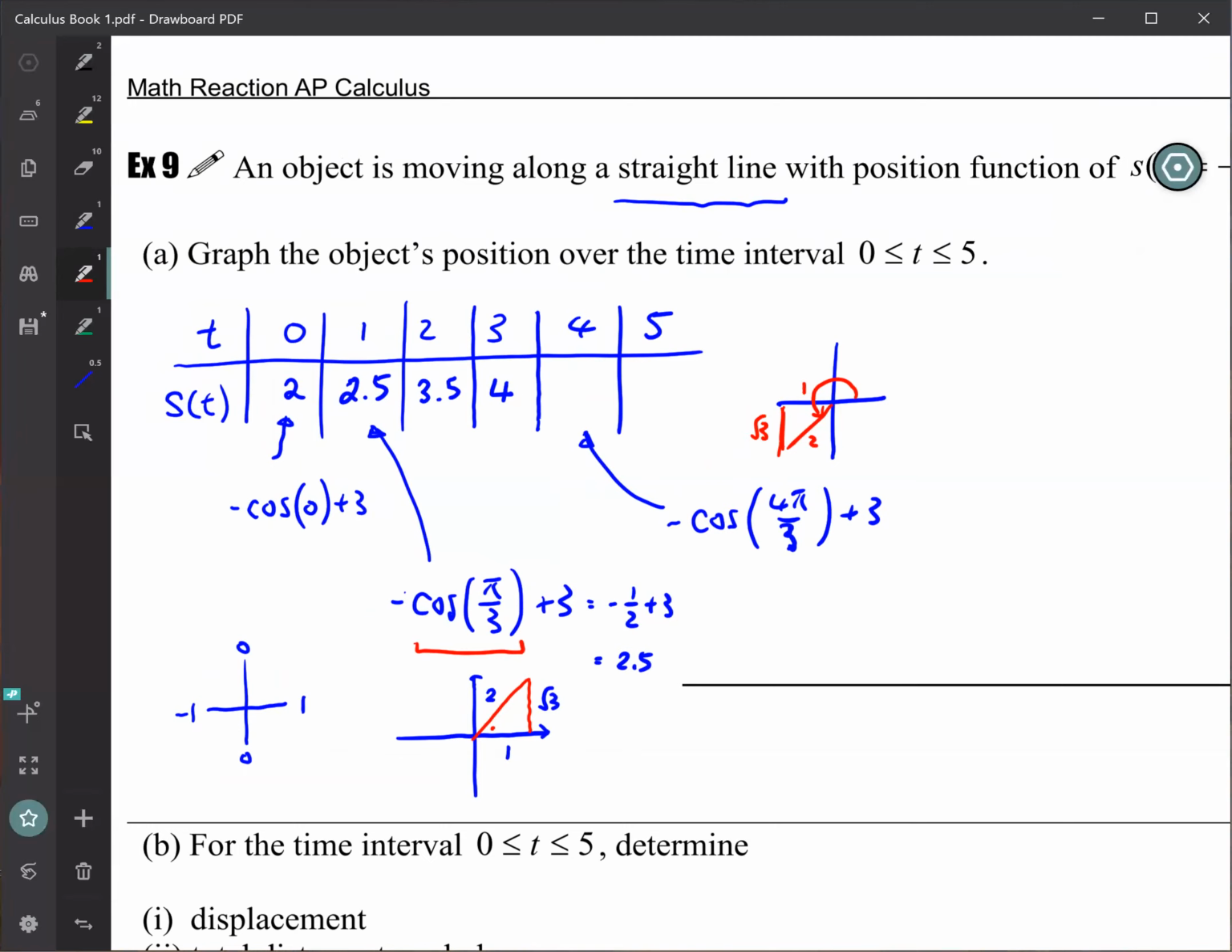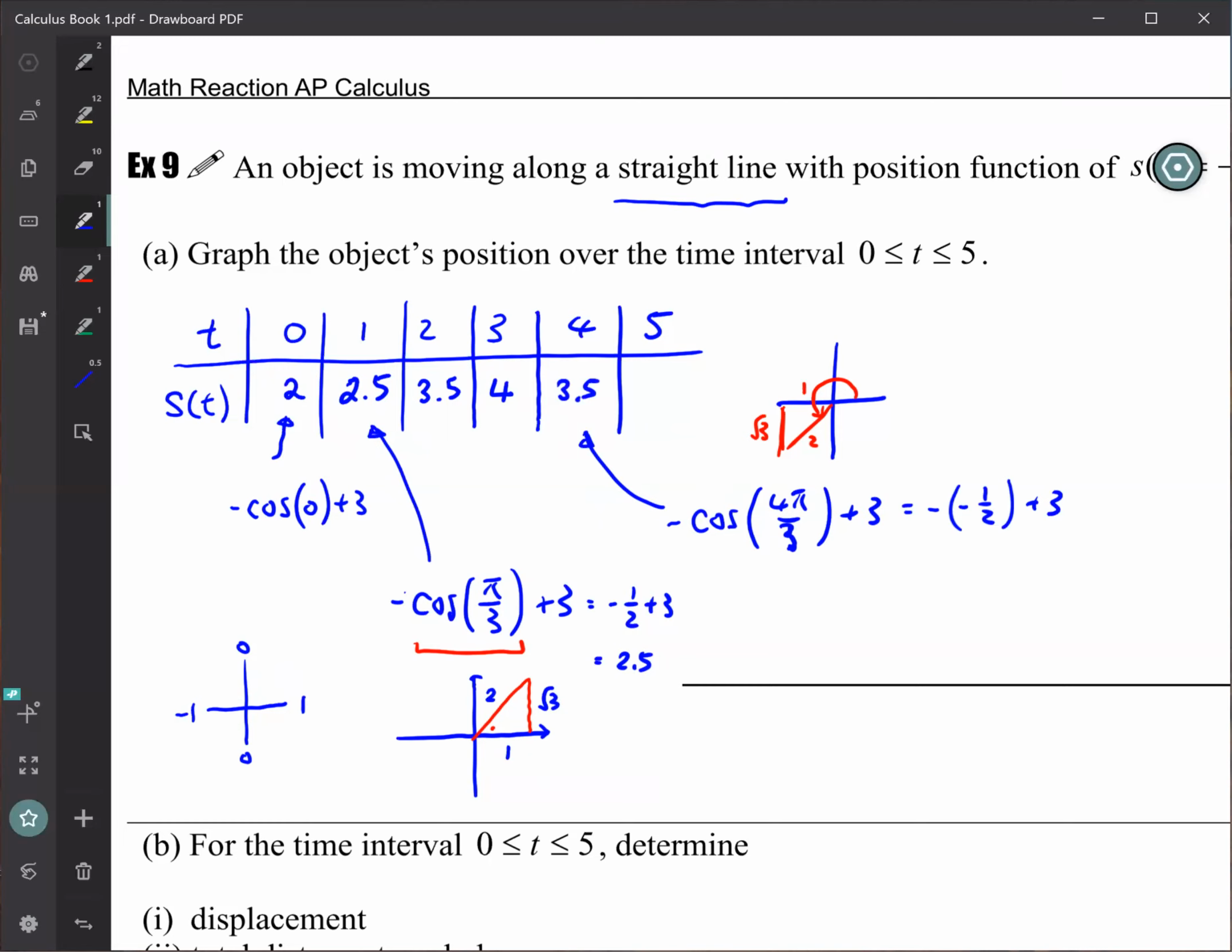Yeah. Okay, so what is the answer for cosine 4 pi over 3 then? Negative 1 over 2. Yeah, but we have negative times negative 1 over 2 plus 3, correct? Oh, so it would be 3/2. Yeah, okay, so 3.5. So you can start to see that there's a pattern now, right?